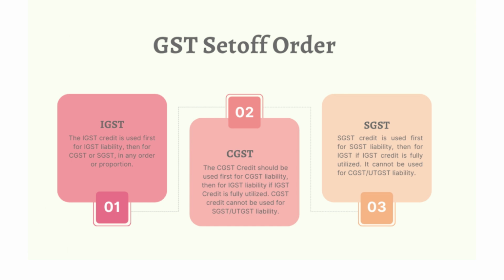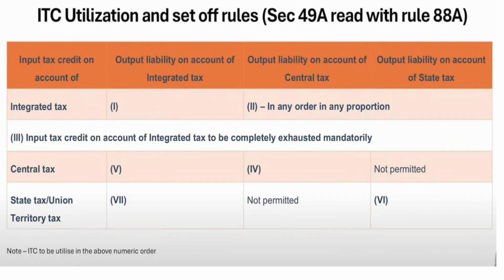Sir was talking about audits. Once we get the audit ledger, once we get the other details from the books, we will be able to figure out whether the proper mechanism of set off of input tax credit has happened or not as per rule, as per section 49A read with rule 88A. Now what is the rule?